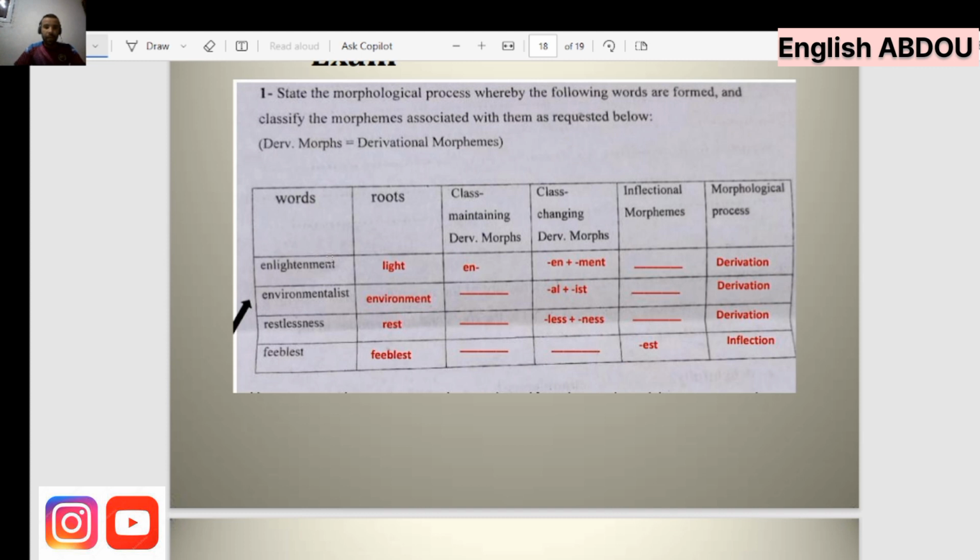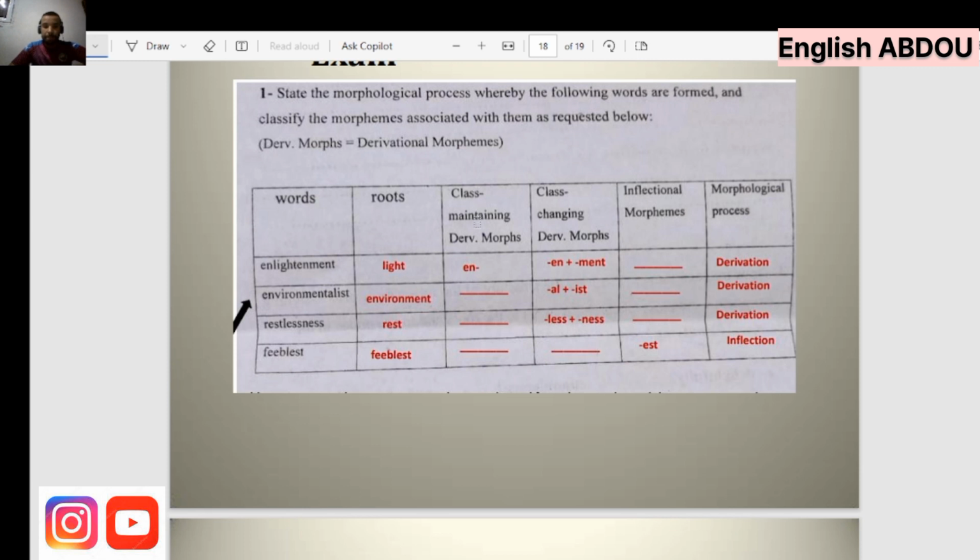So we have enlightenment. The root of the word, of course, is light, and the class maintaining one is the prefix en-. As I mentioned, it is inflectional, it doesn't change the category of the word. In light, it's still light, whether it is a noun or a verb. While also here, the suffix, it is derivational, not inflectional. You have to be careful when you use this. It changes the meaning of enlight. It becomes enlighten. So enlighten becomes a verb.